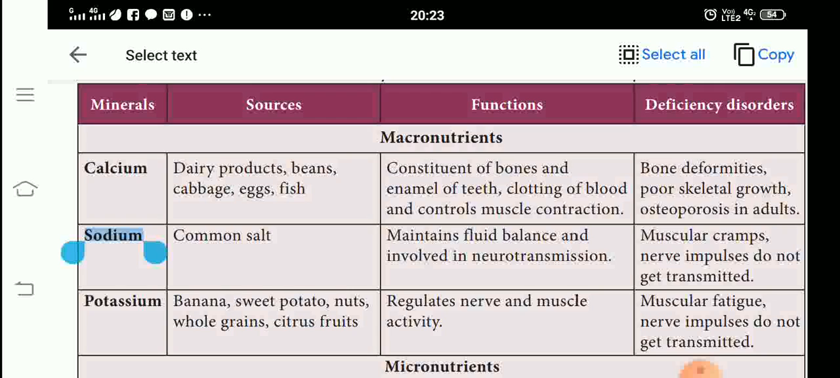Okay. Then maintain fluid balance. Fluid balance means our body is made up of water. Okay. Our blood is also rich in water. So sodium maintains the fluid balance in the body. That is, our body has two fluids, that is blood and the lymph.